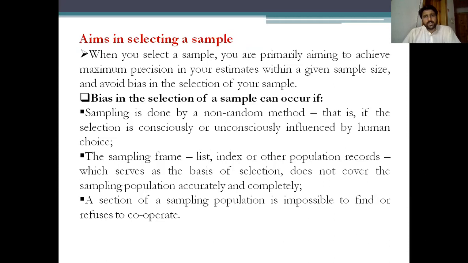What are the different aims, or the considerations, while selecting a sample? Whenever you are collecting a sample, you are primarily aiming to achieve maximum precision in your estimates within a given sample size, and you would like to avoid bias in the selection of your sample. That is a very important consideration: you shouldn't have bias in the sampling. Bias in the selection of a sample can occur if sampling is done by a non-random method, that is, it is consciously or unconsciously influenced by human choice.